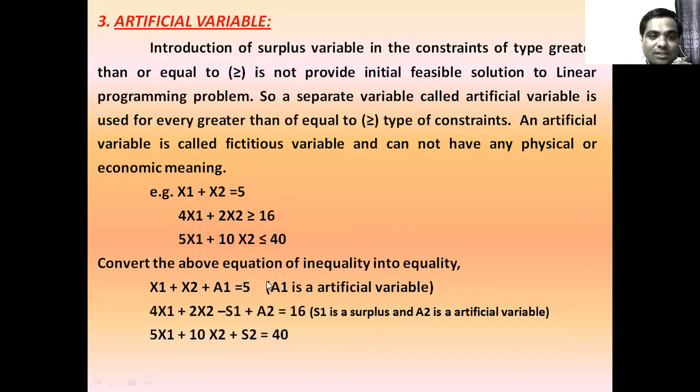And the third constraint, that is 5x1 plus 10x2 less than or equal to 40. We know that for every less than or equal to type of constraint, we use the slack variable. So 5x1 plus 10x2 plus s2 is equal to 40. In that case, s2 is a slack variable.